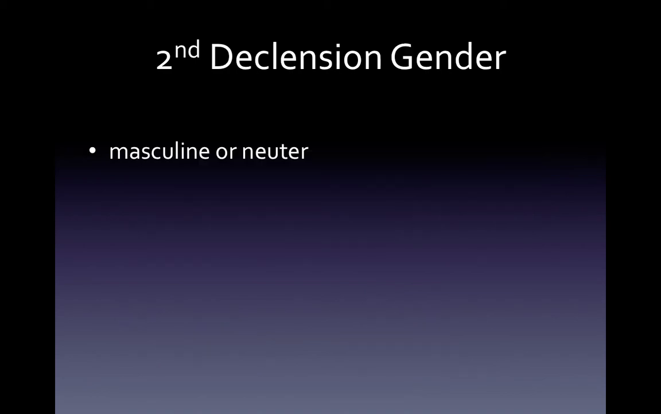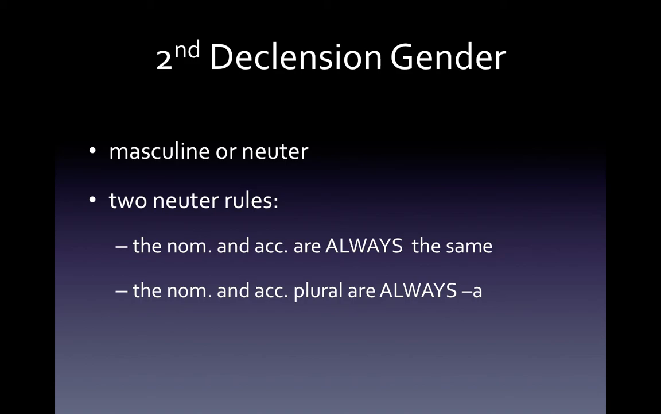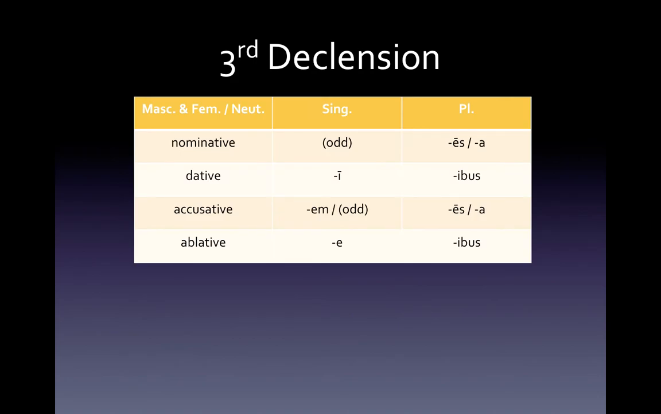All right, second declension gender. Like I said before, it's either masculine or neuter. There are two neuter rules that you absolutely have got to memorize. First, the nominative and the accusative are always the same, and this is true for every single declension. Secondly, the nominative and the accusative plural are always a. Again, this is true for every single declension.